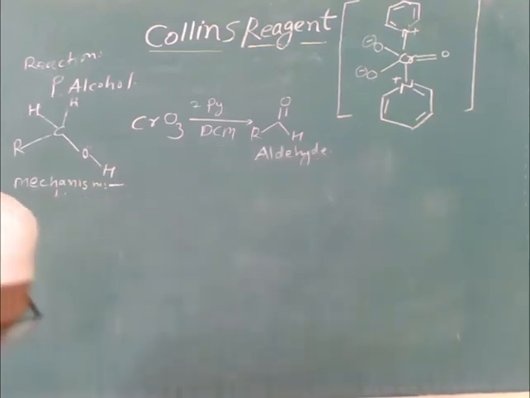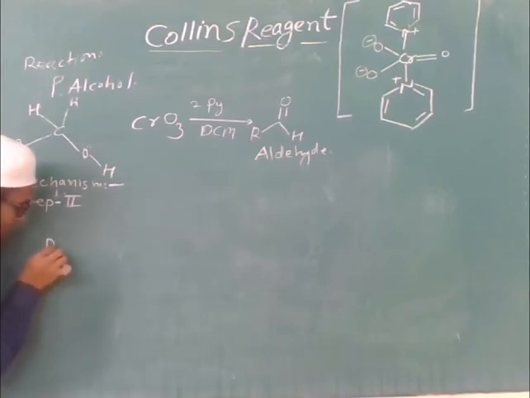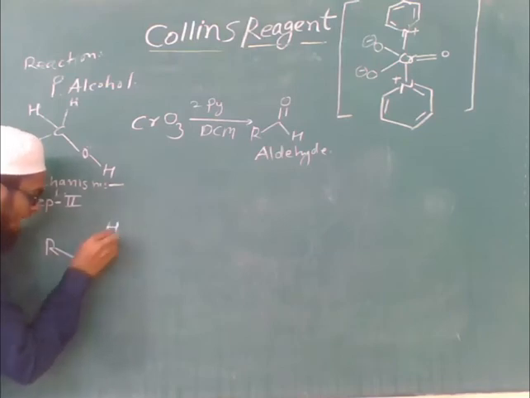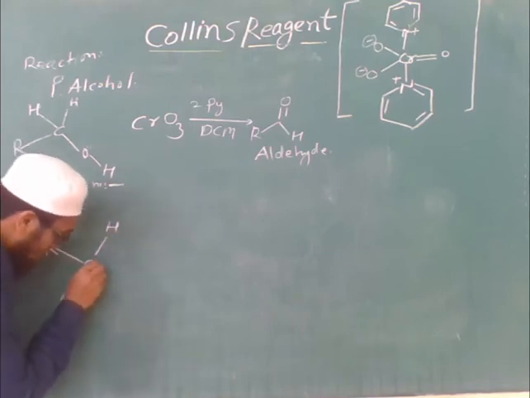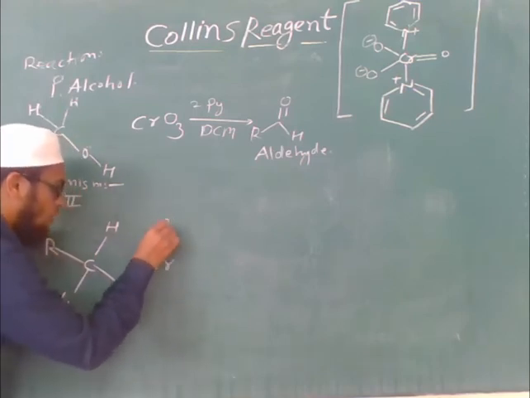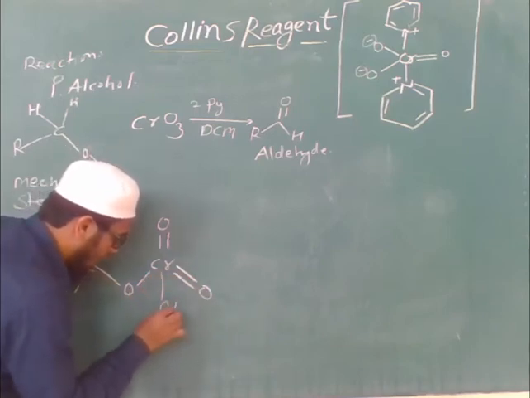The next step is alpha hydrogen elimination. Step 2, alpha hydrogen elimination. First I will write our chromic ester: C, single bond H, single bond H, single bond O, single bond chromium, double bond O, double bond O, single bond OH.